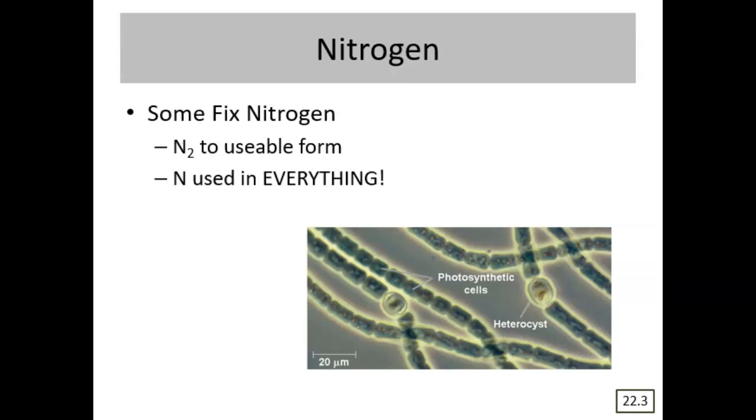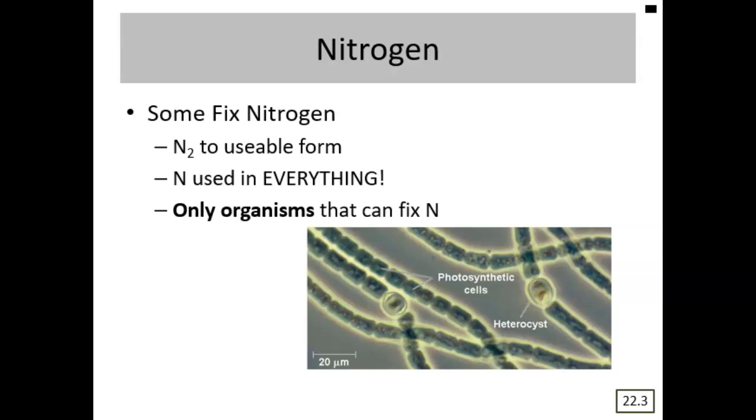Nitrogen is incredibly important, right? It's used in pretty much everything in a living organism. Amino acids have nitrogen in them. DNA has nitrogen in it. Nitrogen is really key, but most of the nitrogen we come in contact with we can't use because it's in that N2 form, that gaseous form that most living organisms can't take advantage of. The only living organisms that can fix nitrogen, that can take it from that inorganic form and put it into a usable form, are prokaryotes.